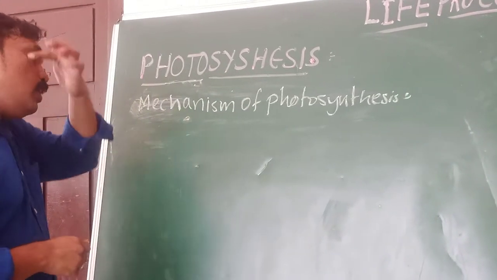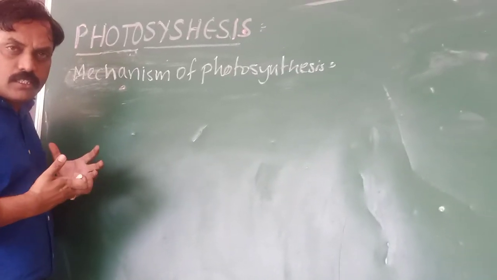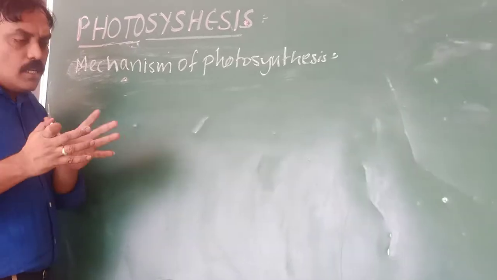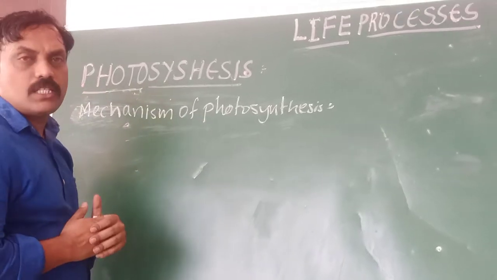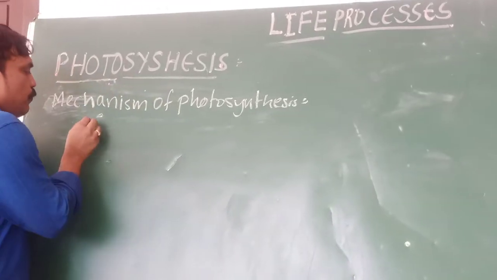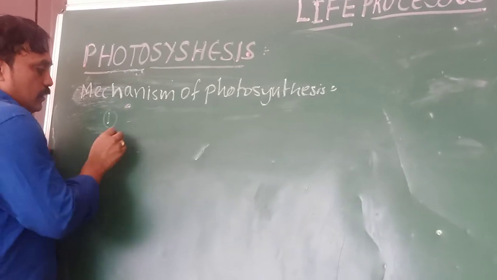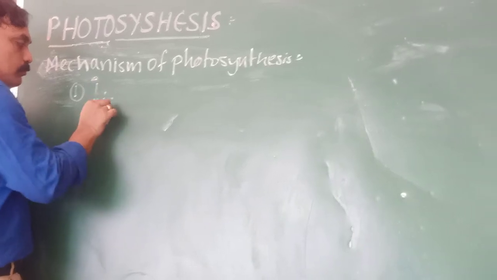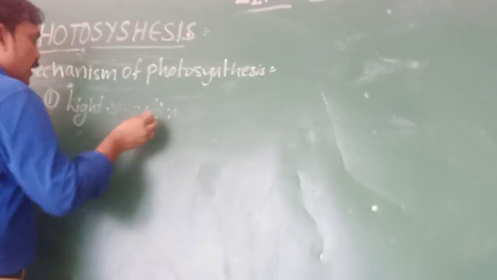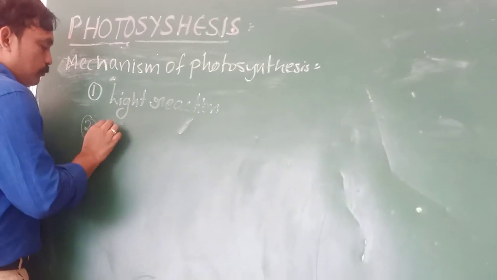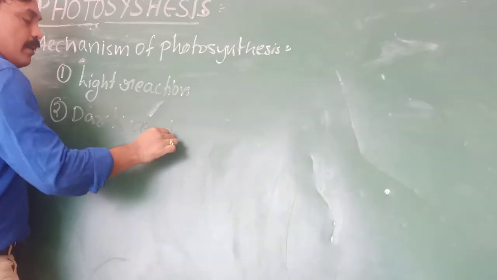Here, the mechanism of photosynthesis means how photosynthesis occurs, what intermediates are released, and what factors are useful for photosynthesis. Everything is given in the mechanism of photosynthesis. Generally, photosynthesis occurs in two reactions. One is light reaction. The second one is dark reaction. Okay, only the names are given, dark reaction and light reaction.